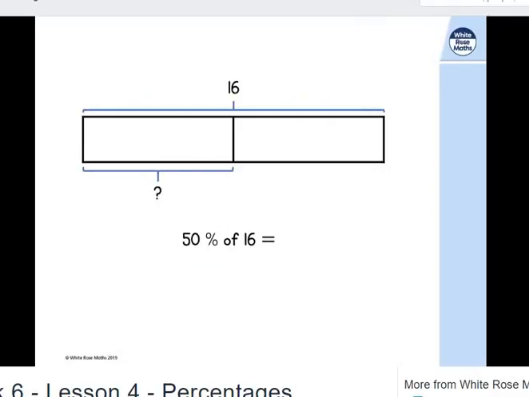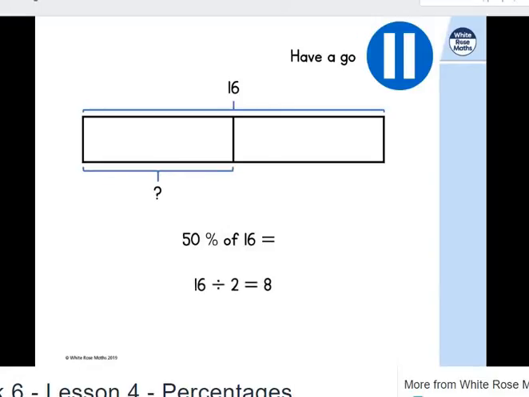So how could we calculate 50% of something? Well, if the whole was 16, could you have a go at calculating 50%? Well, let's have a think. If we know that 50% is the same as finding a half of something, then we could do 16 divided by 2, which would be 8. So half of 16 is 8.